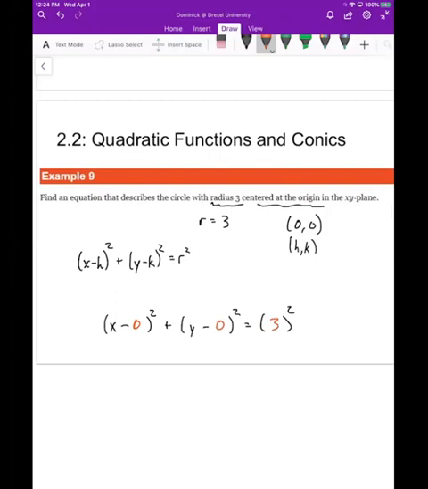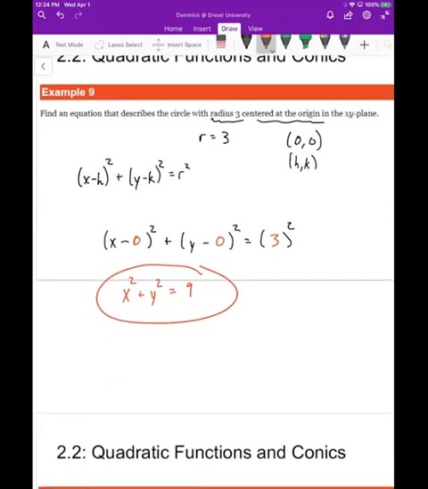So if I simplify this, x minus 0 is just x, so this part is x squared. y minus 0 is just y squared, and 3 squared is 9. So the equation of the circle centered at the origin with radius 3 is x squared plus y squared equals 9. And of course, if you wanted to see this on a graph, sort of just a rough sketch here, you'd have something like that. Sorry, it's centered at the origin and has a radius 3.